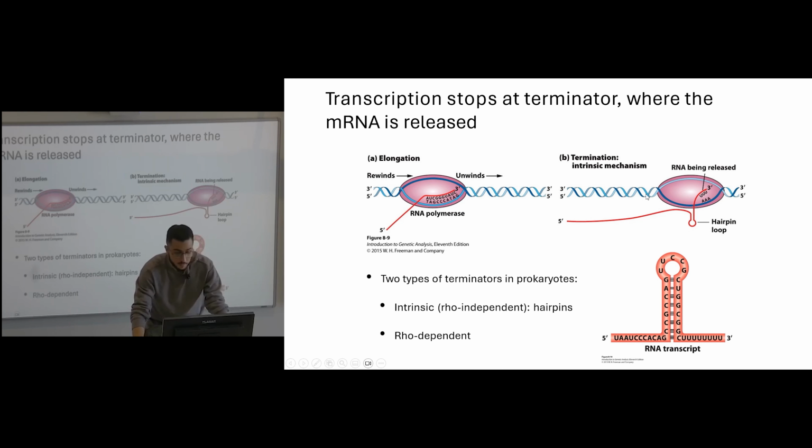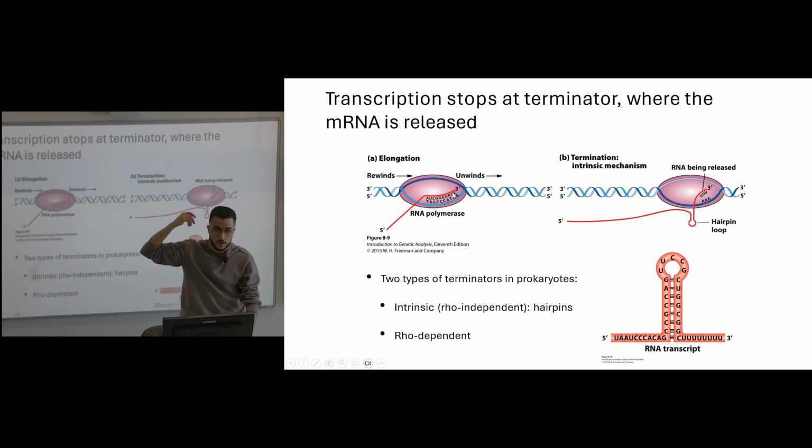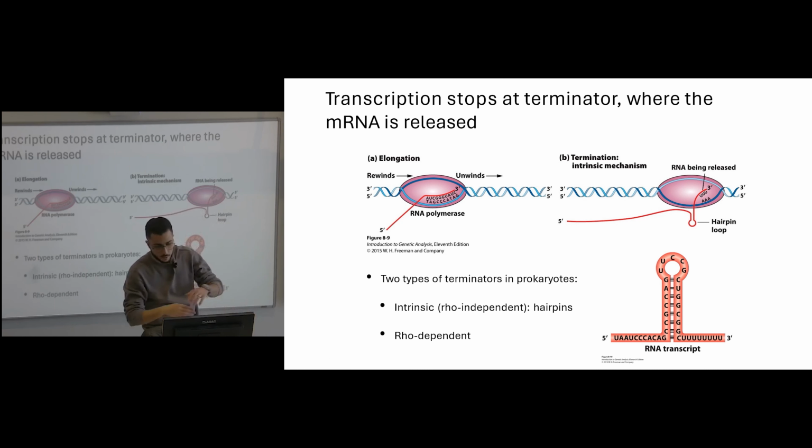After that, it will rewind behind it the DNA molecule, the double strand, okay? Now at the end, what happens is that there will be termination, because you can't just produce a transcript nonstop, right? And the way this happens is through a hairpin loop.